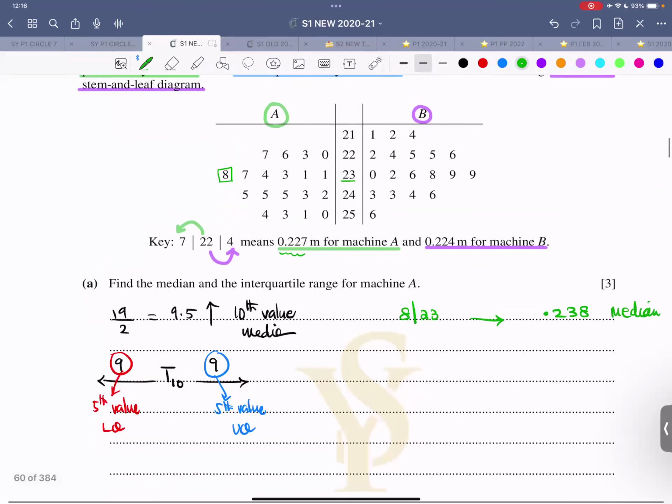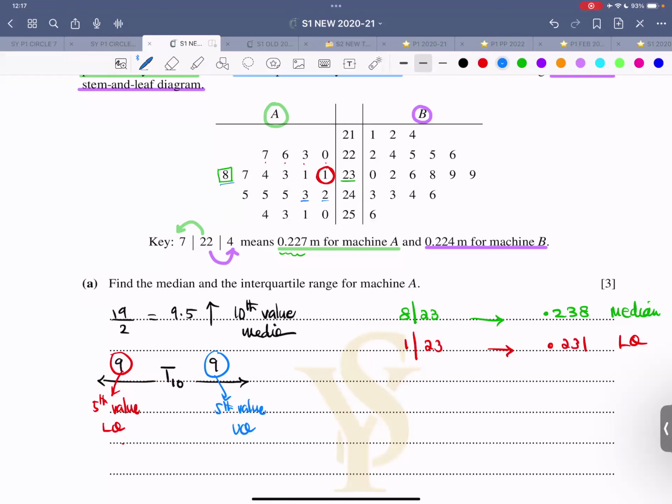Now, once this is located, let's focus on the small values. So we need the 5th value for the lower quartile. 1, 2, 3, 4. This 5, that is the 5th value. So 1/23, it becomes 231 with a decimal. That is the lower quartile. Similarly, go ahead to the upper half.